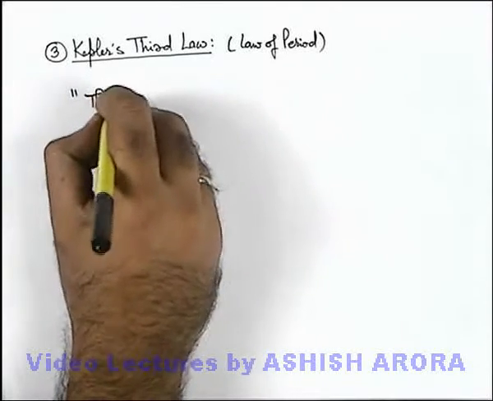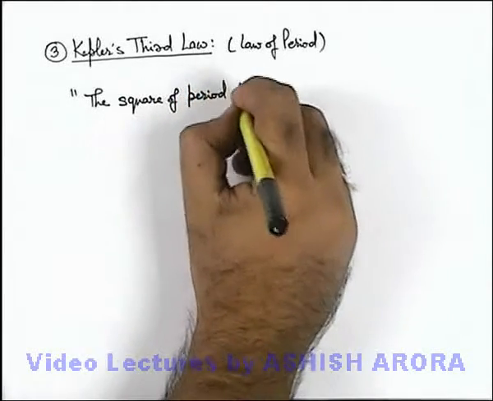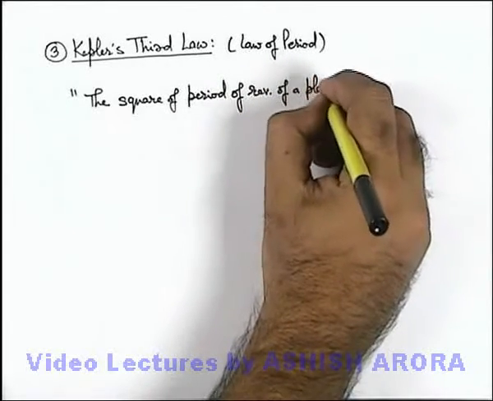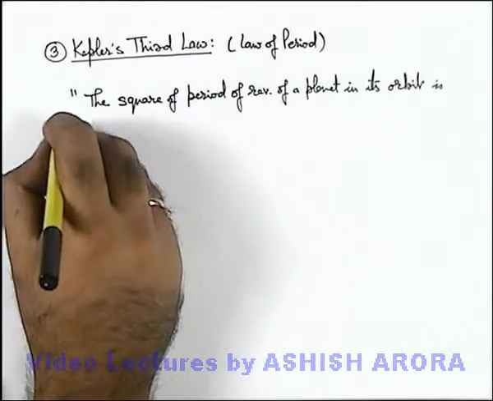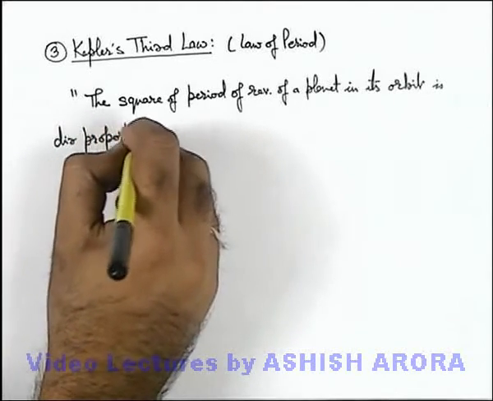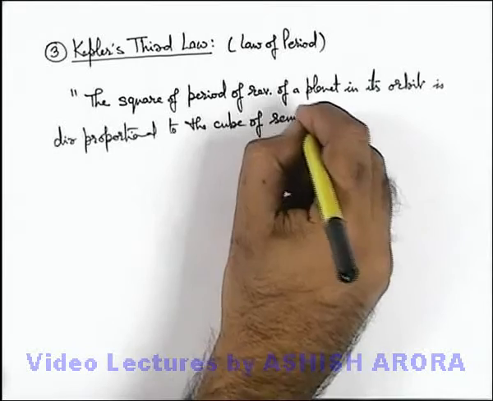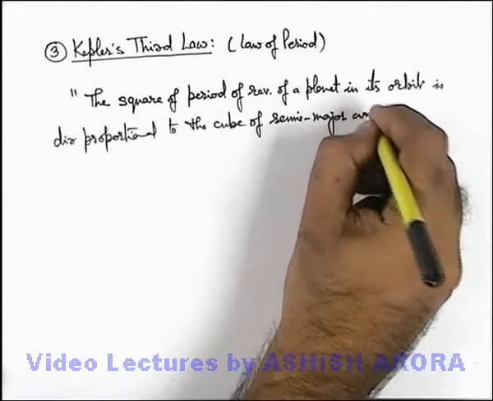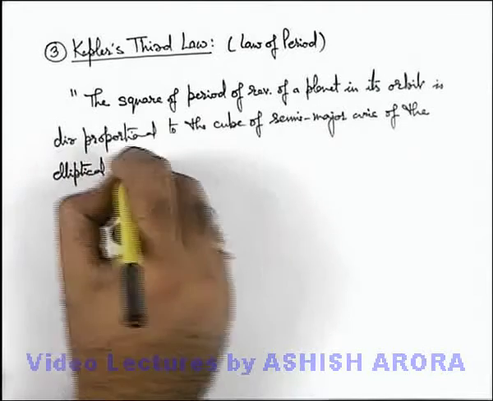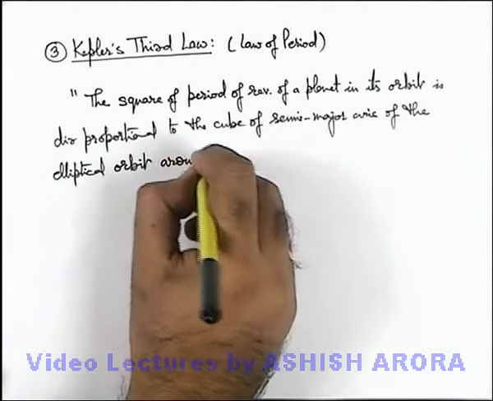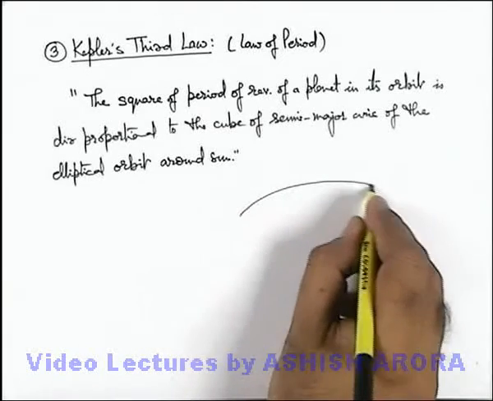This law states that the square of the period of revolution of a planet in its orbit is directly proportional to the cube of the semi-major axis of the elliptical path, or you can write elliptical orbit around Sun. And this is the statement, and we can directly state it as follows.